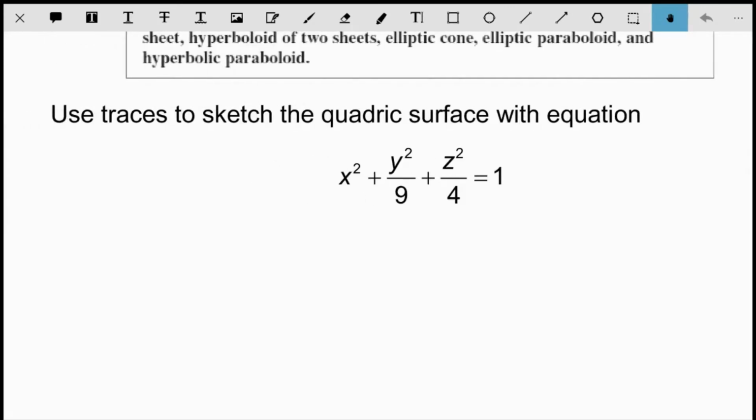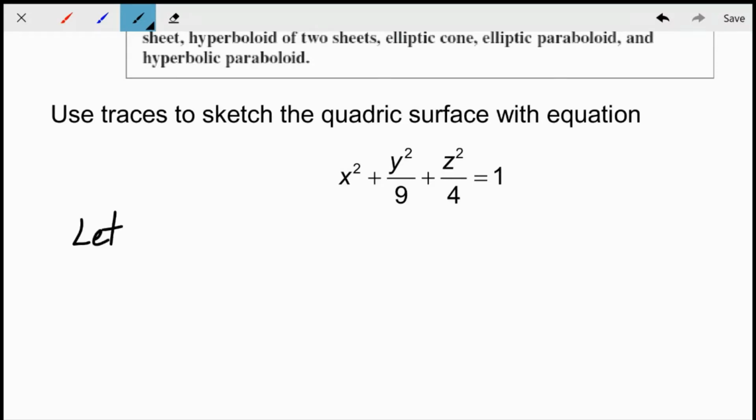So what we're going to do is create some 2D sketches to allow us to do our 3D sketch. And the way we're going to do that is we're going to use what we call traces. Traces are basically ways that we can create sketches in our 3 coordinate planes, the XY, the XZ, and the YZ planes, and then we can piece those together to create the 3-dimensional shape. So for one of these sketches, let's let z equal 0, and this whole thing then looks like x squared over 1 plus y squared over 9 is equal to 1.